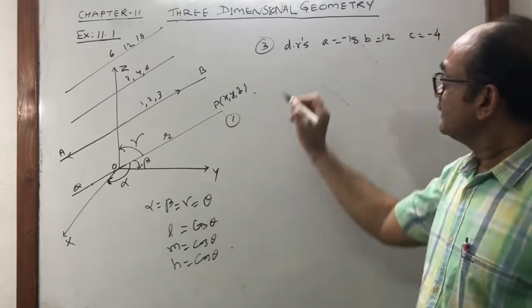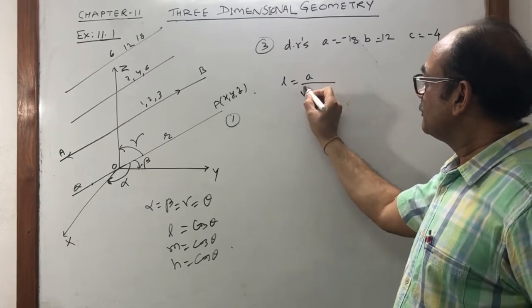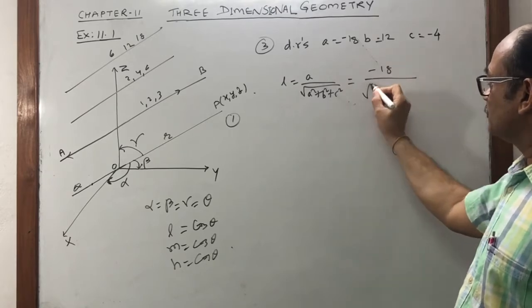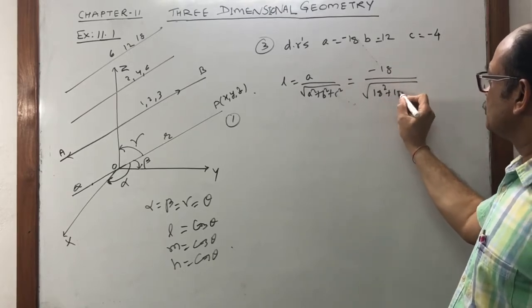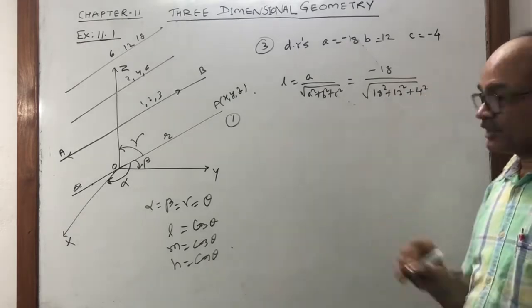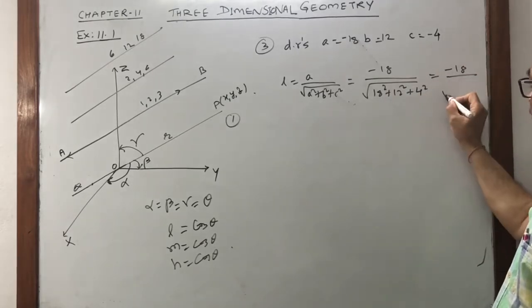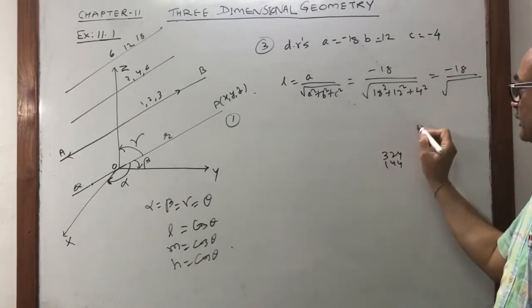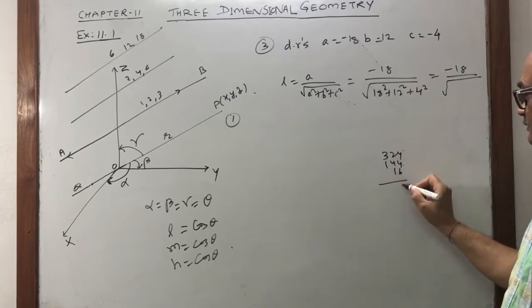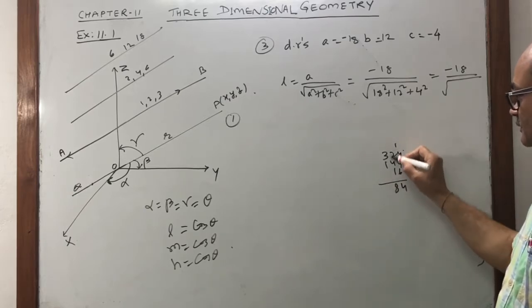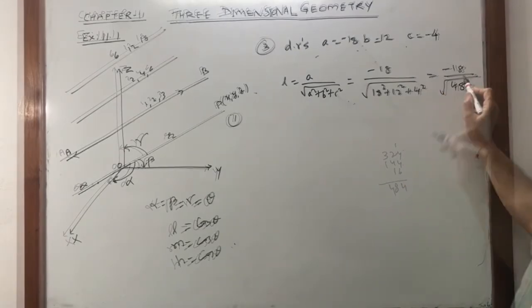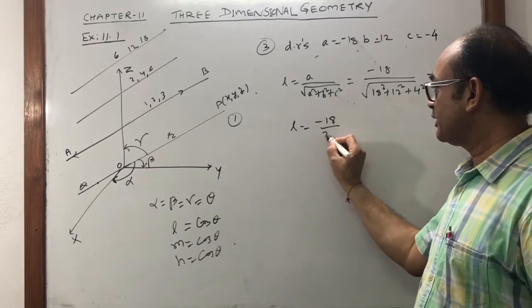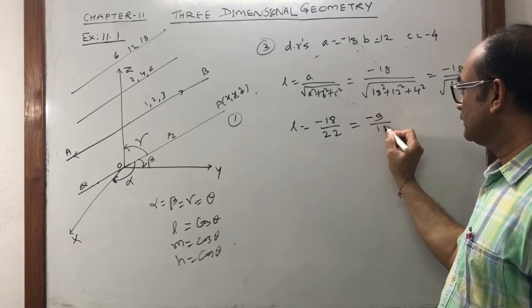The formula is L equals A upon root A square plus B square plus C square. So substitute the values. Under root 18 square, 12 square and 4 square. What are we getting? Minus 18 upon under root 324 plus 144 plus 16, which is 484. L equals minus 18 upon root 484. That is L equals minus 18 by 22 equals minus 9 upon 11.